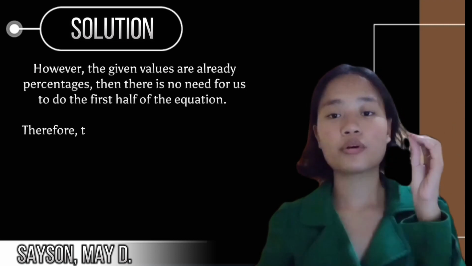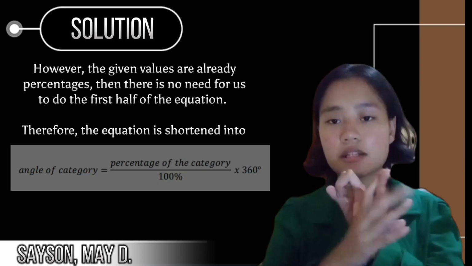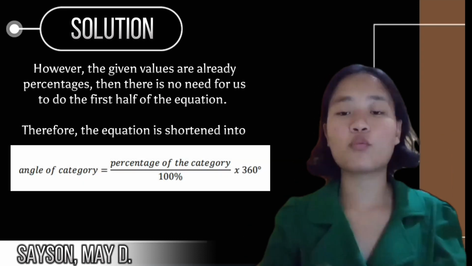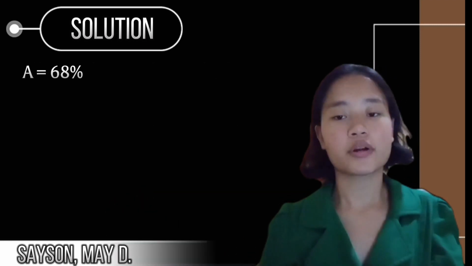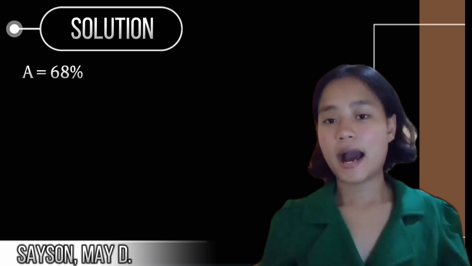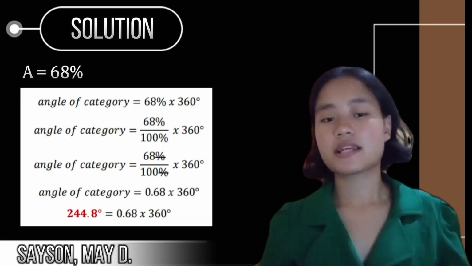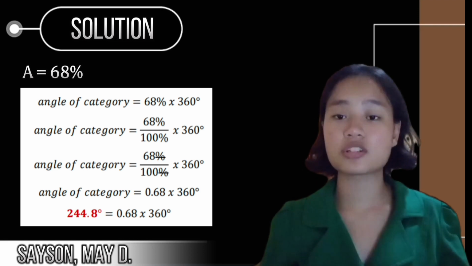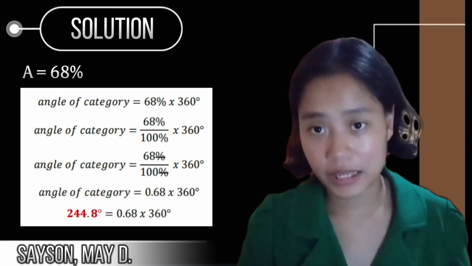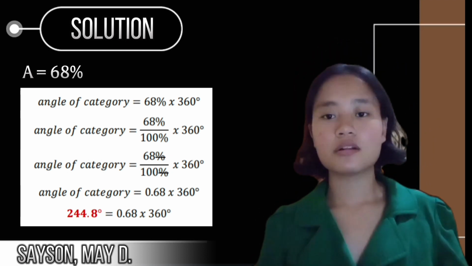Since our values are already in percentage, 68%, 10%, and 22%, we only have to divide them over 100% times 360 degrees to find the angle of category. So first we do A, which is 68%, referring to the percentage of people who commute. We have angle of category equals 68% over 100% times 360 degrees. We cancel the percentage symbols to show that they are being canceled.